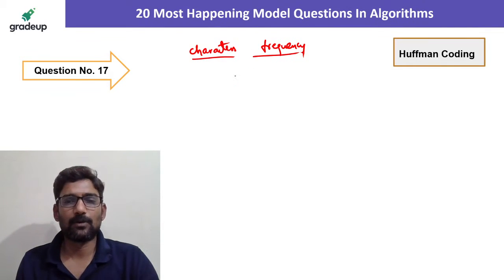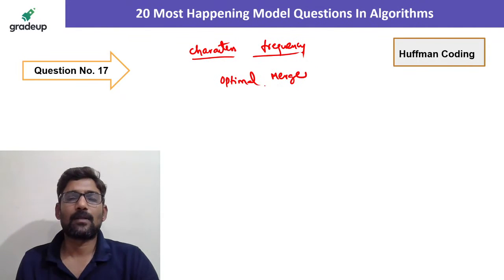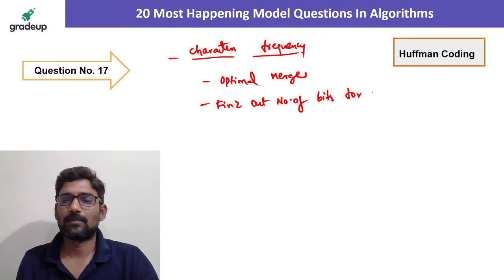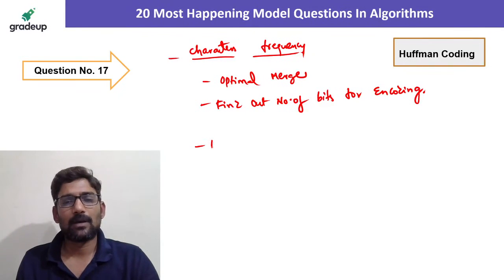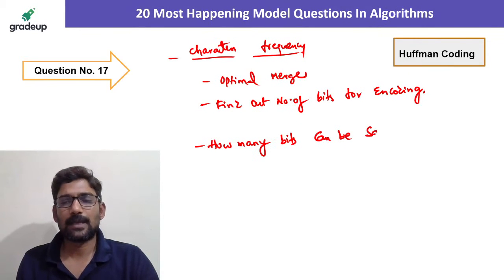And we will follow optimal merge sequence. Then we will find out the number of bits for this encoding. So you may be getting a question, how many bits you can save? How many bits can be saved with Huffman coding?